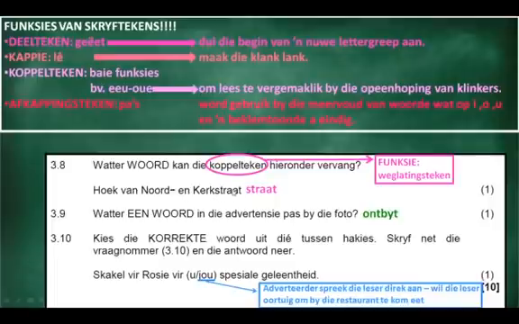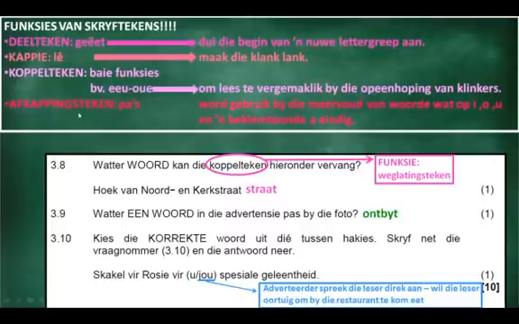Nou, die koppelteken het 'n ander funksie, en dit is 'n weglatingsteken. Okay, so the hyphen has another function where it leaves out words. So actually, I'm saying Hoek van Noordstraat en Kerkstraat. But now to shorten it, I go Hoek van Noord en Kerkstraat. Okay, so know these two functions.